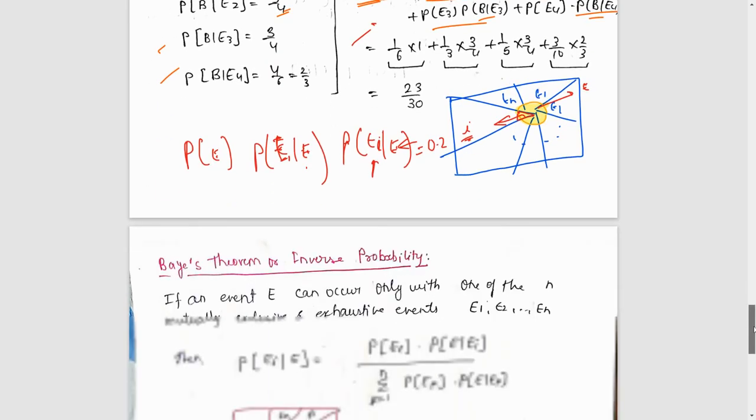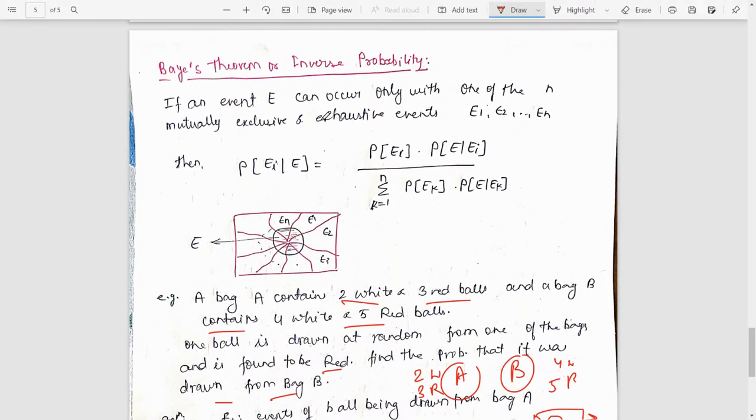Okay, so to find this, the simple thing is that if an event E can occur only with one of the mutually exclusive and exhaustive events, then Bayes theorem gives the probability of Ei given E. This means the probability of occurrence of Ei when E has already occurred. Since E has already happened, what is the contribution of Ei? What is the probability it has occurred due to Ei?